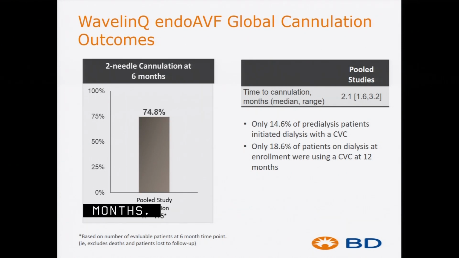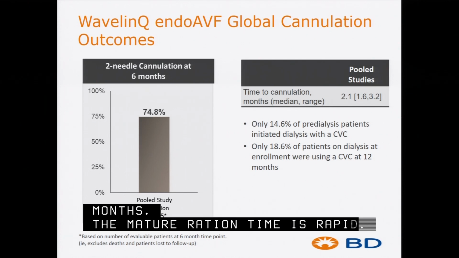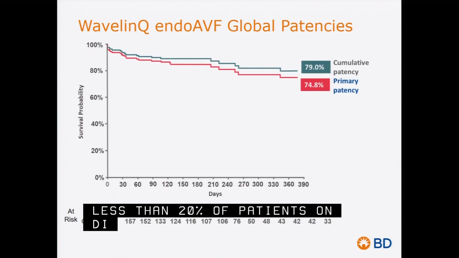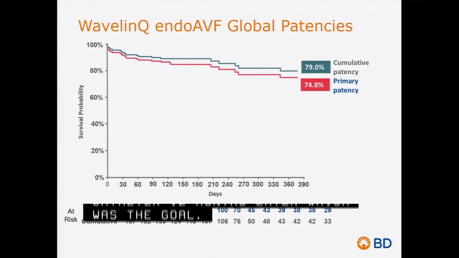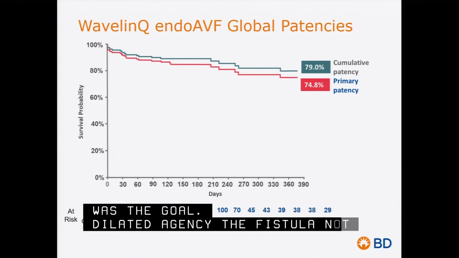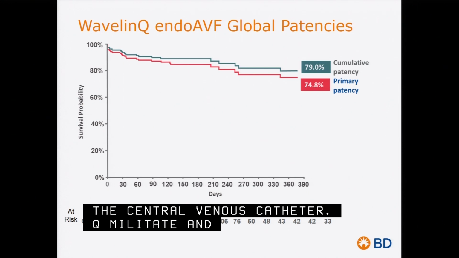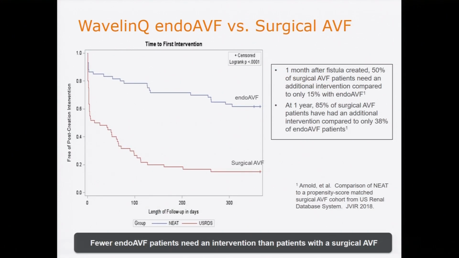And then the other nice thing is that less than 20% of the patients on dialysis are using a central catheter at 12 months, which is really the goal: to dialyze patients with a fistula and not through the central venous catheter. If you look at the overall patencies, cumulative patency is almost 80% with a primary patency of 75%, and this is out just a little bit over a year, which is also very good.